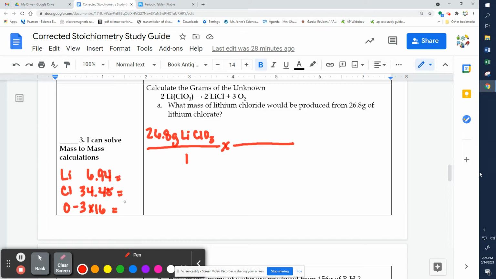So we are going to add all of these together. Make sure you multiply that O by 3, because there is that subscript of 3. You should get 287.08. So that goes down here as our mass. On top, we always have 1 mole of our given.